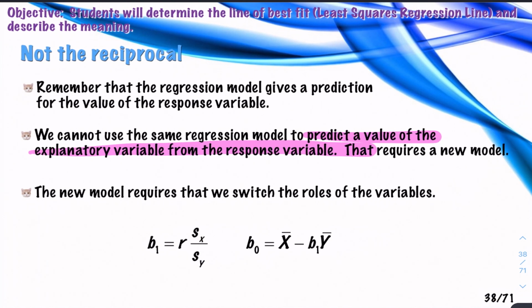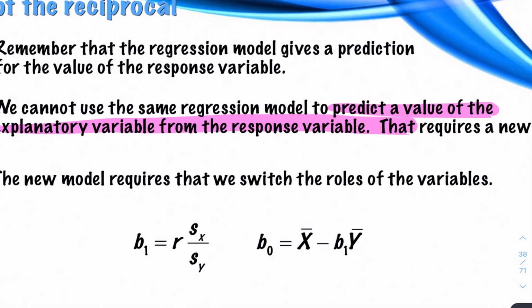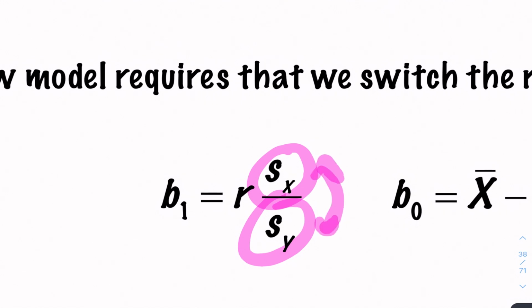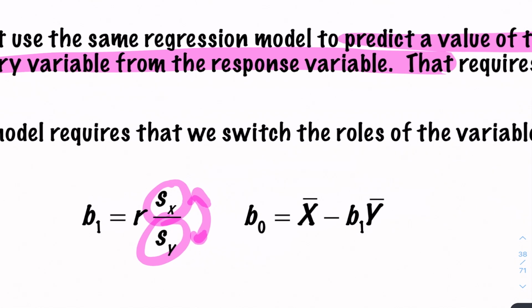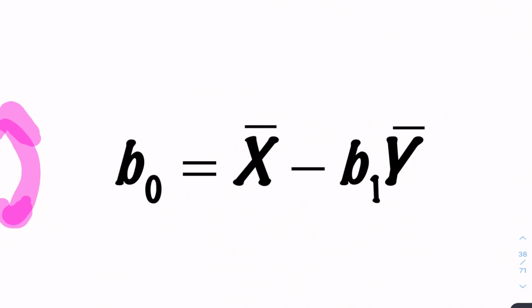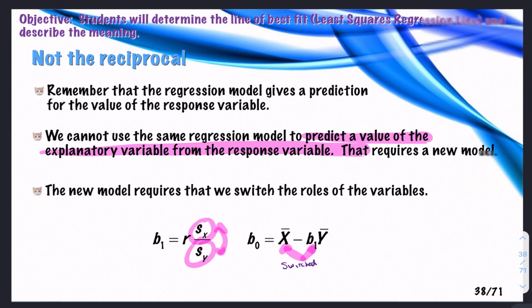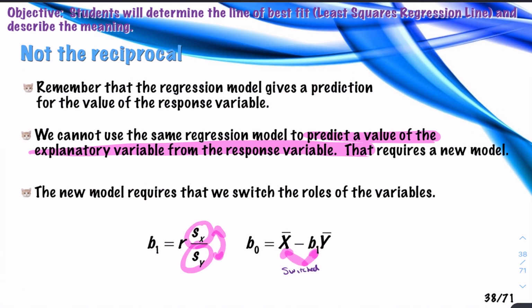So the new model requires us to switch the roles of the variables. So instead of s sub y divided by s sub x, we switch. Notice these two are flipped to find our new model. And what is also different, our y-intercept, instead of y bar minus b1 x bar, it's x bar minus b1 y bar. Again, these two are switched. And we're doing this to come up with our model if we wanted to switch the x and y variable.